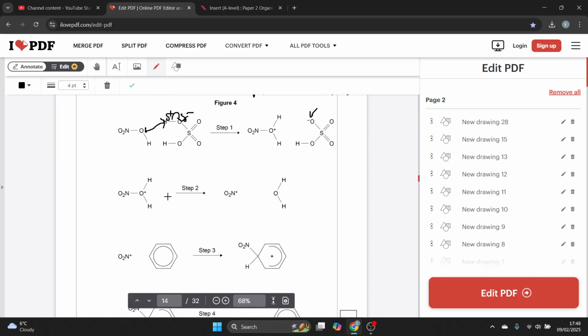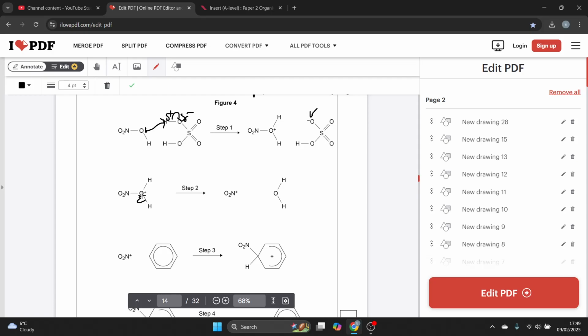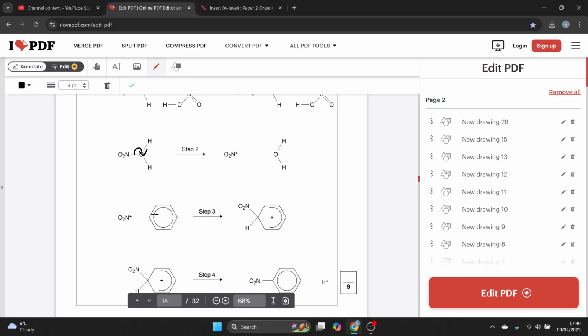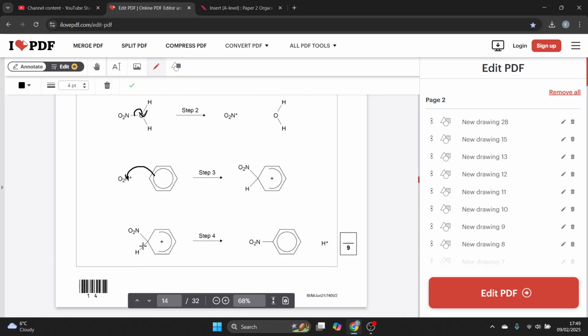Then this just goes here to the oxygen. Or does it? No, it doesn't, because if that happens, then I'll be left with OH, O2N. What actually happens is it goes here, then the nitrogen has a positive charge, and I've got OHH. Then what happens here? This one's pretty easy. There. And one curly arrow in step 3 and one curly arrow in step 4. There you go.